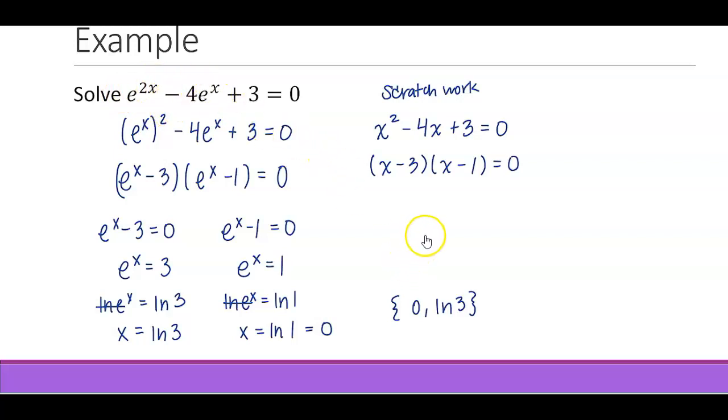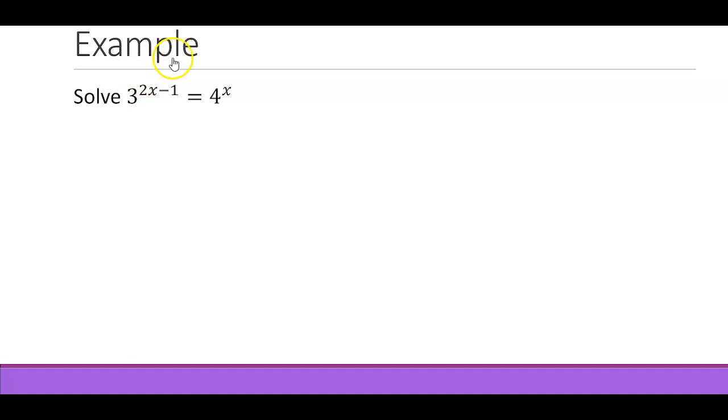Logarithms do not distribute. In this example, I want to solve 3^(2x - 1) = 4^x. Now, the problem is I can't rewrite these with the same base. That's the first thing I would try. But the only thing I can do is rewrite 4 as 2 squared, but this base is 3, so that's out. And then I might try to take log base 3 of both sides. But because they're both exponentials on each side, that's only going to help the left side.